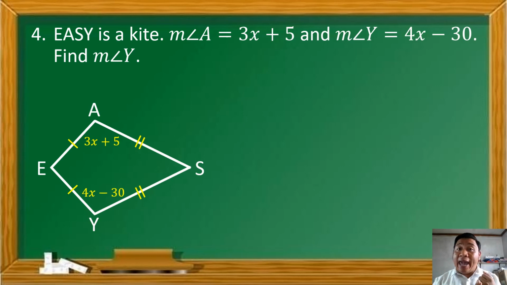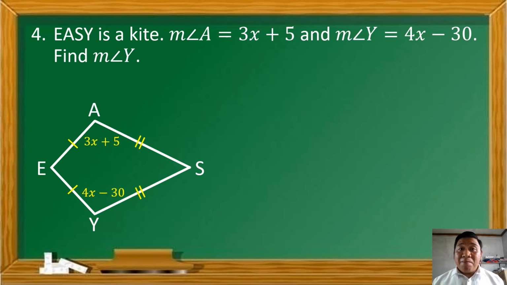Yung measure ni angle A at yung measure ni angle Y. Alright? So, ngayon, tignan natin. Maghanap tayo ngayon ng relationship ni angle A kay angle Y. Ano kaya ang relationship nila with each other? Angle A and angle Y are one pair of opposite angles sa ating kite. Isang pares sila ng opposite angles ng ating kite.